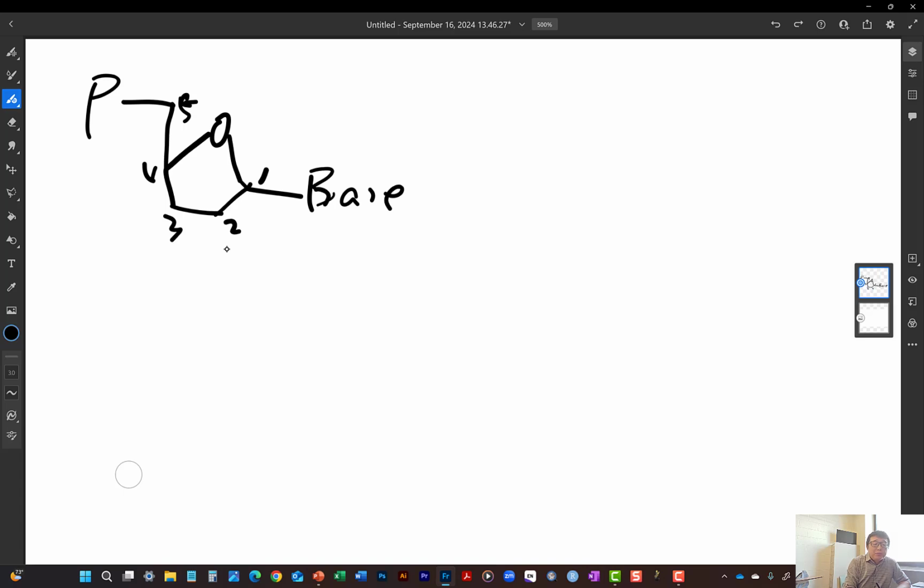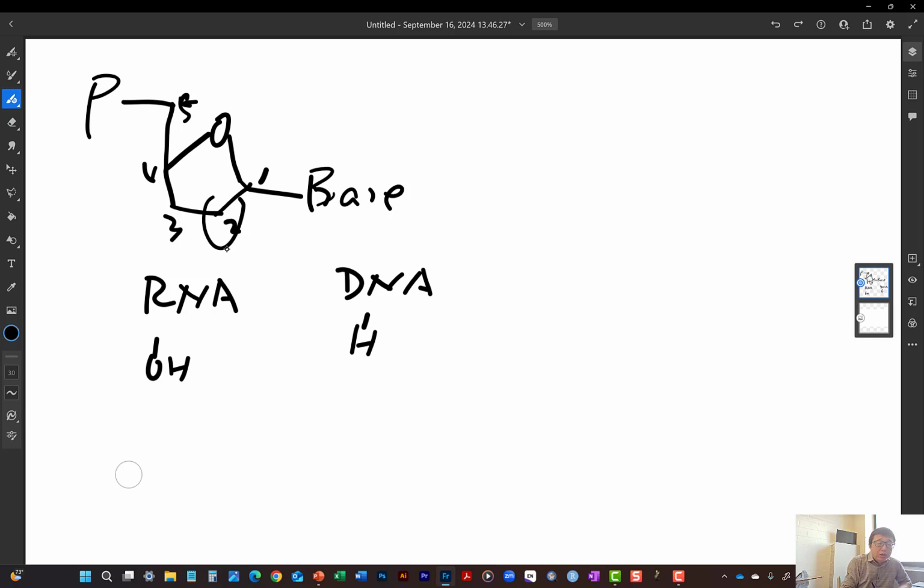DNA and RNA differ only at the second carbon. In the case of RNA, the second carbon has an OH group, or hydroxyl group. In the case of DNA, it has only a hydrogen. This is important for the difference between DNA and RNA because, since H is smaller, two DNA nucleotides, when they join together, can bind very tightly to each other.